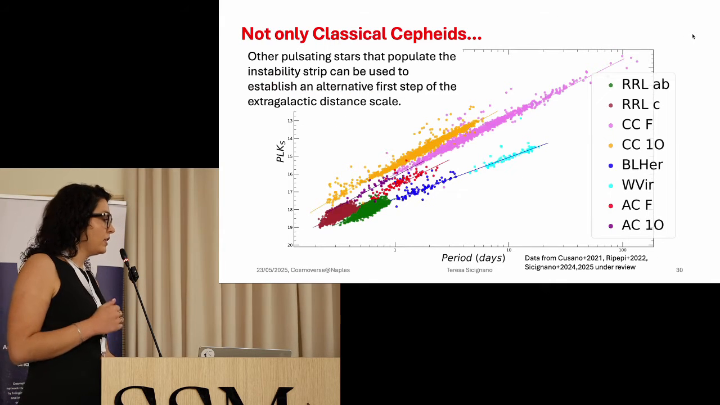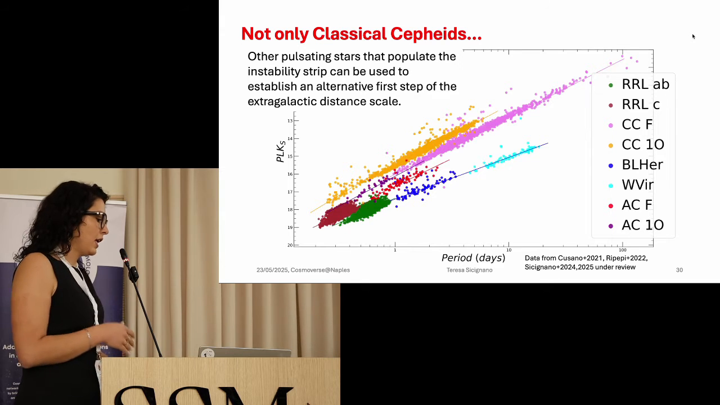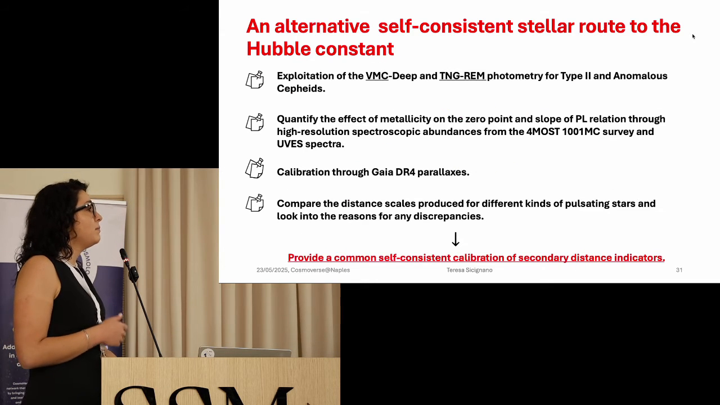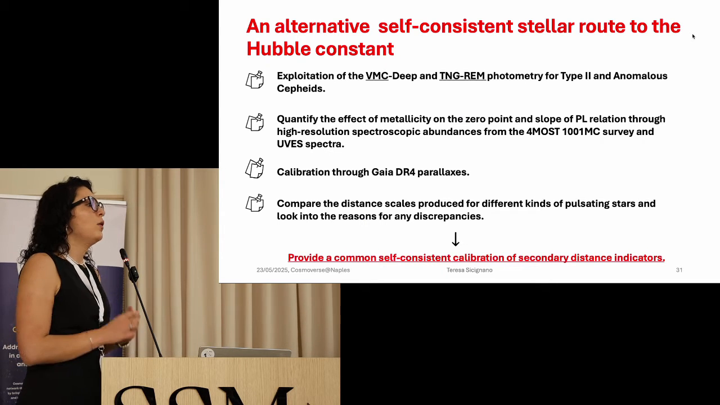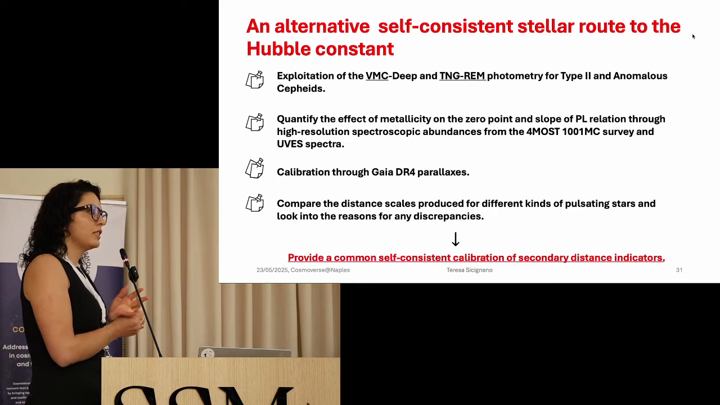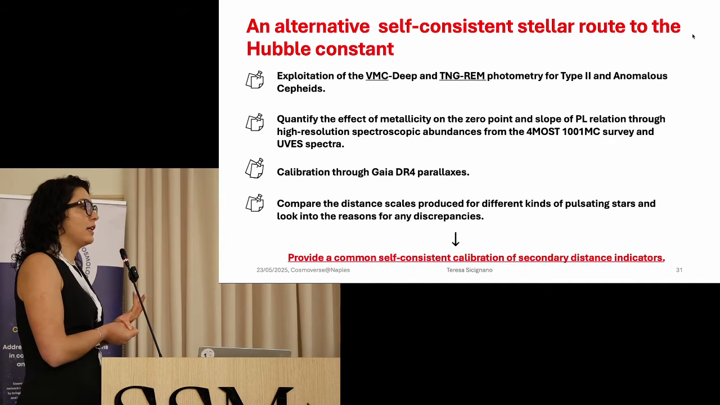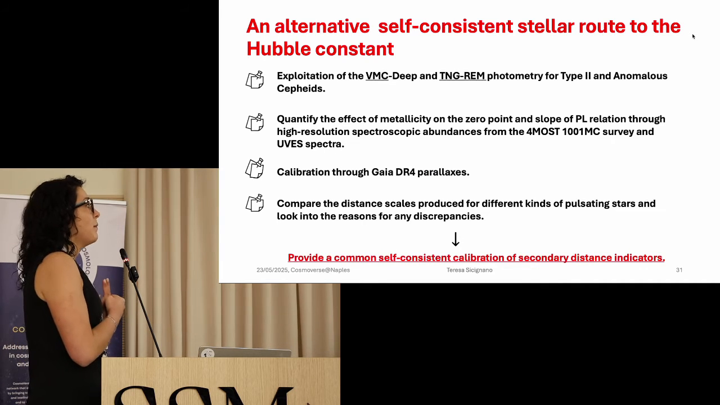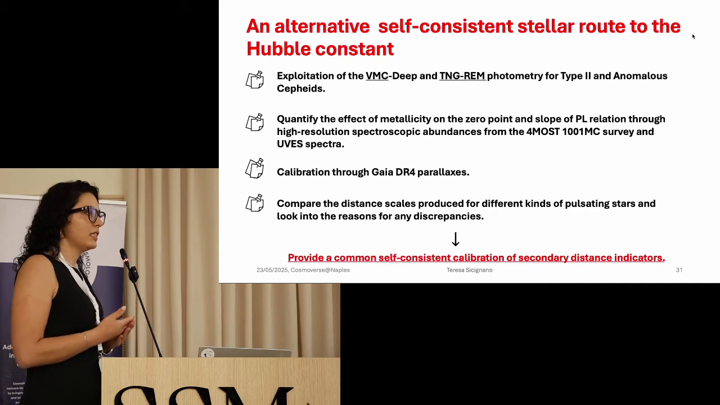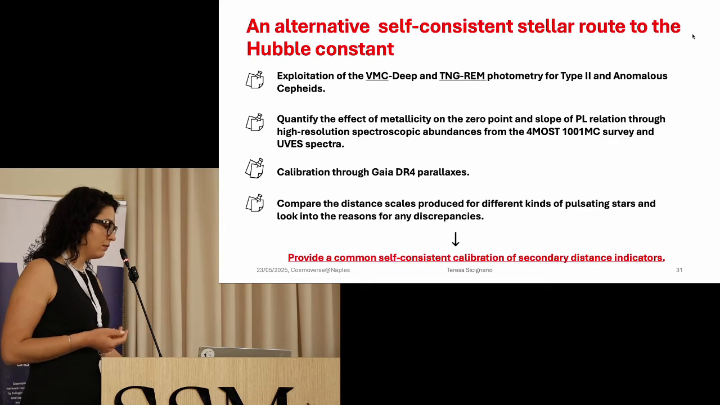So this is the context of my project, because in my PhD project we aim to calibrate the different period-luminosity and period-Wesenheit relations for these two different kinds of pulsating stars. We also want to quantify for the first time the gamma terms thanks to FORS2 spectra. We want to calibrate these thanks to Gaia parallaxes, and so we will be able to compare a local distance scale for different classes of pulsating stars to search for systematics.